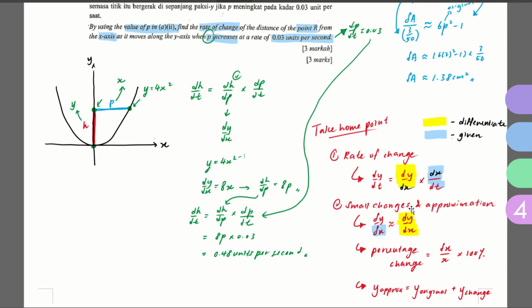And for small changes in approximation, we need to find two things as well, which is dy over dx and delta x. So dy over dx we need to differentiate to obtain, and sometimes delta x will be given in the question, or we need to use the second formula, which is the percentage change in x equals change of x divided by the original value of x multiplied by 100. And lastly, to find the approximate value of y, we need to add up the original and the change.